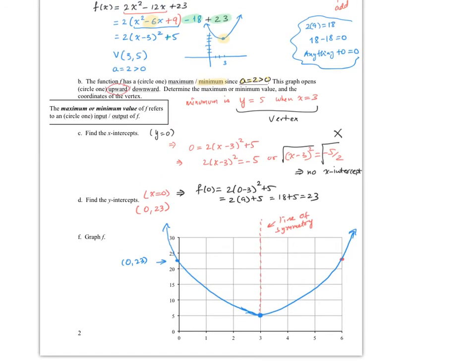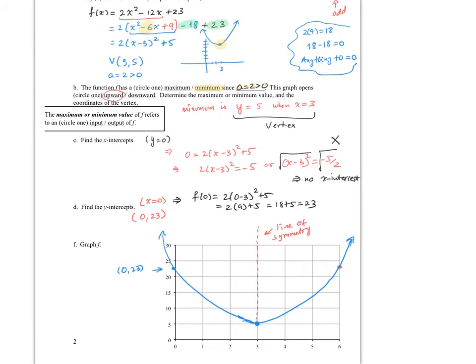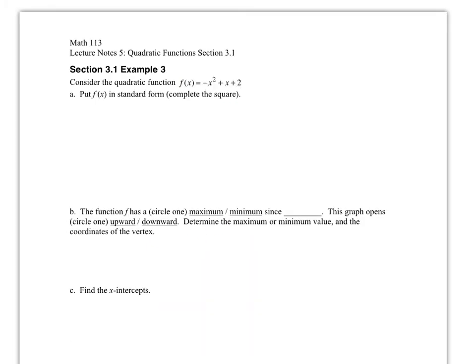I'm going to do another one, a different question, but it's exactly the same thing. So we did one where the vertex is the minimum. Now we're going to do one where the vertex will be the maximum, which will go like this. All right, so let's try this example. Again, this is very, very similar to the previous one. So the first thing is you need to complete the square to put it in standard form. So this is what we have so far.